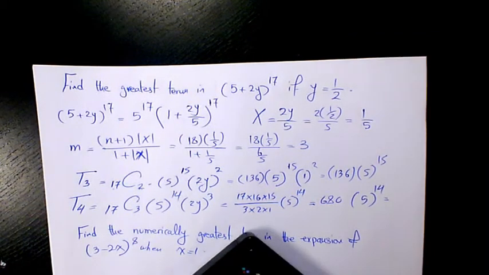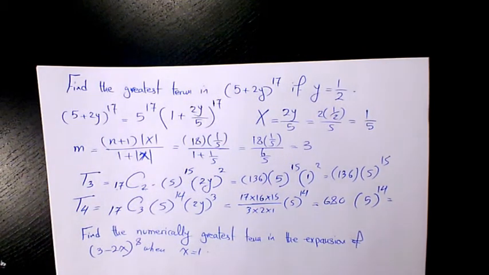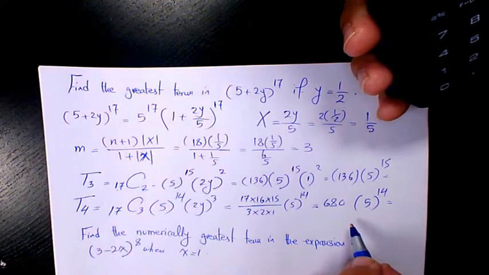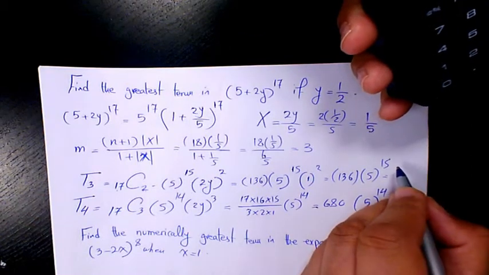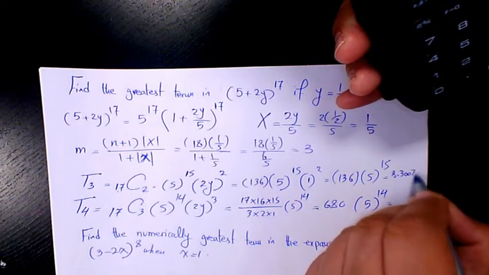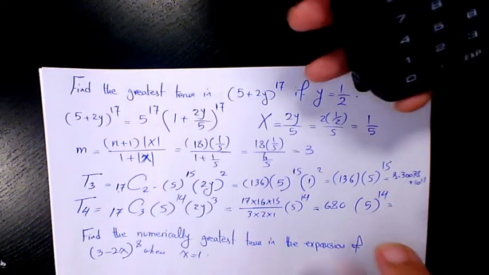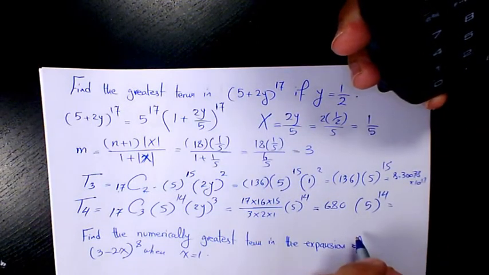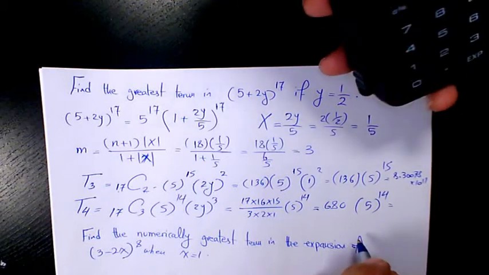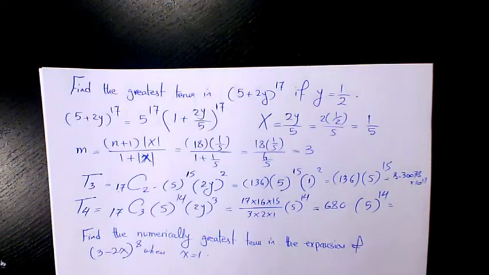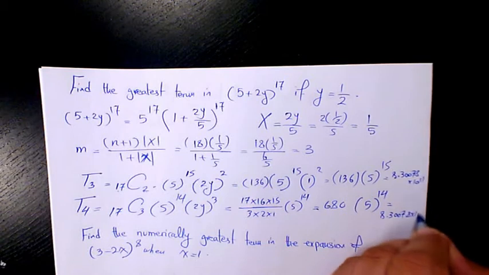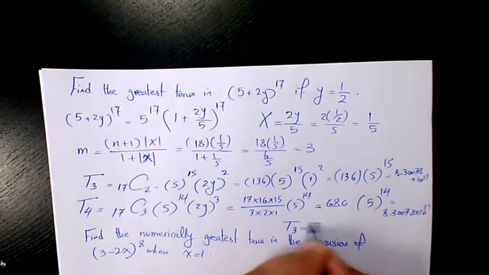So when you calculate both of them, let's figure out the first one. 136 times 5 to the power of 14. That's a huge number. That's going to be 8.30078 times 10 to the power of 11. And this one, 680 times 5 to the power of 14, is going to be exactly the same number, 8.30078 times 10 to the power of 11. So as you see here, t3 and t4 are the same thing.